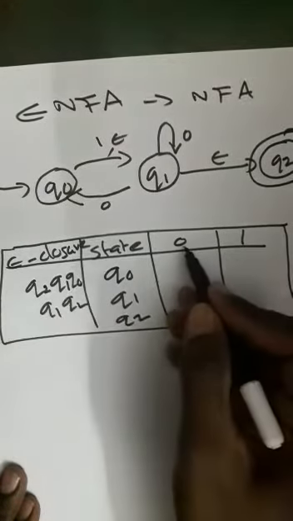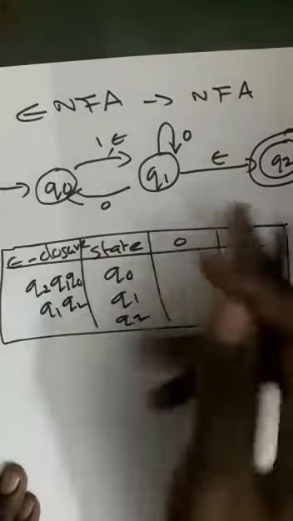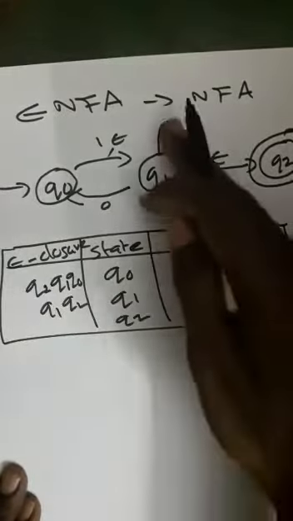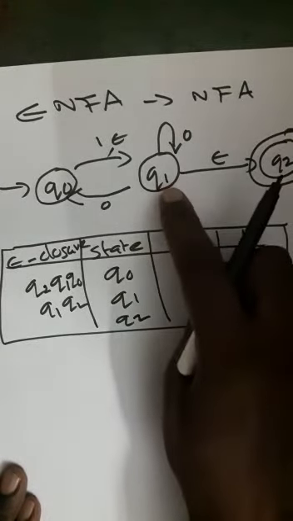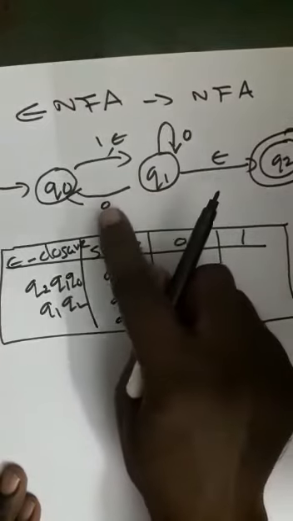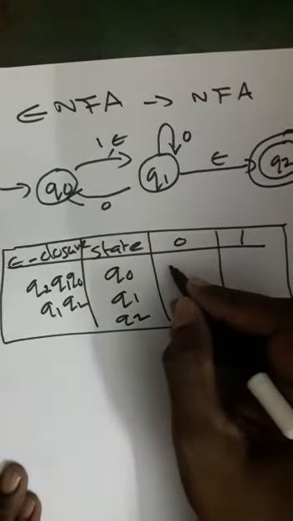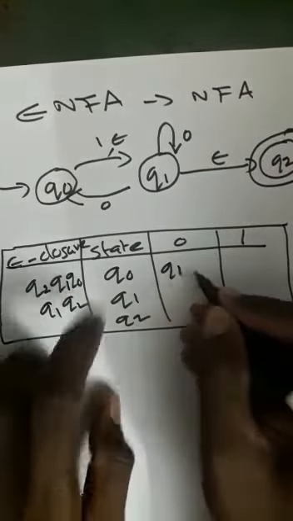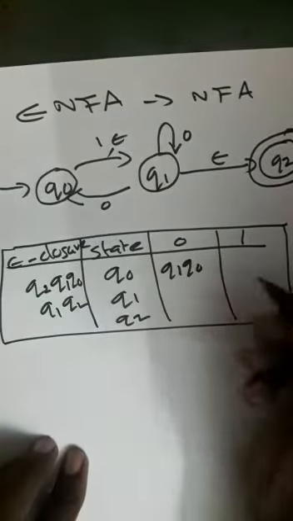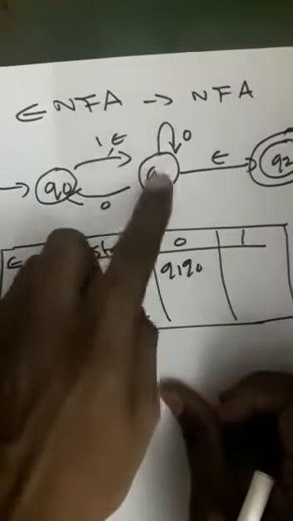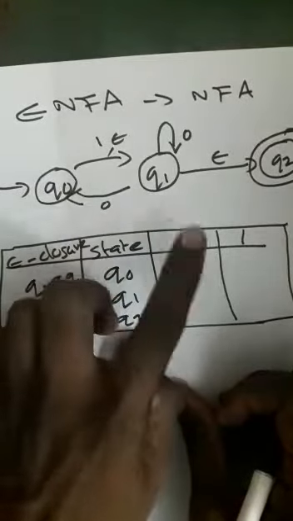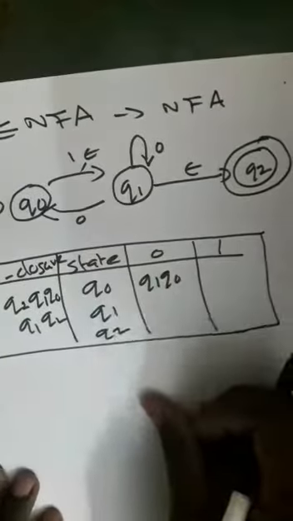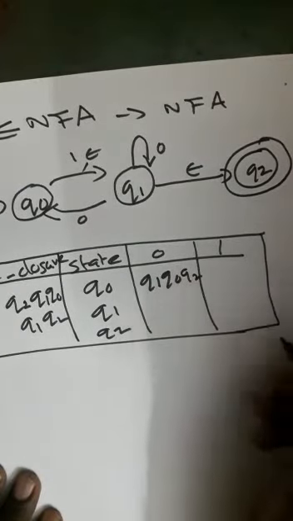Okay. Q0 on 0, no transition. Next Q1. Q1 on 0, transfer to Q1. From Q1 also there is a transition: Q1 on 0 to Q1, Q1 on 0 to Q0. But Q1 having epsilon closure with Q2. So you have to add Q2 also.